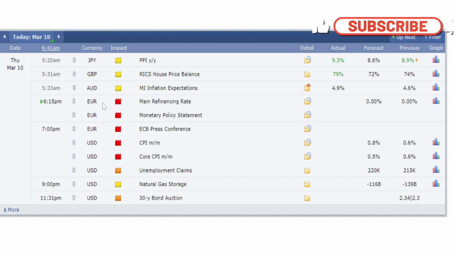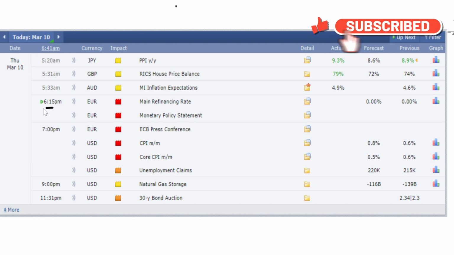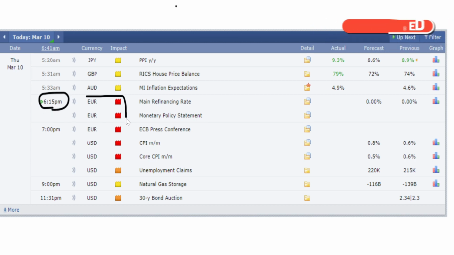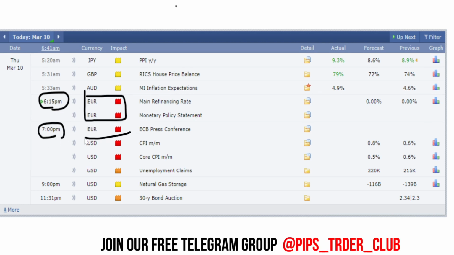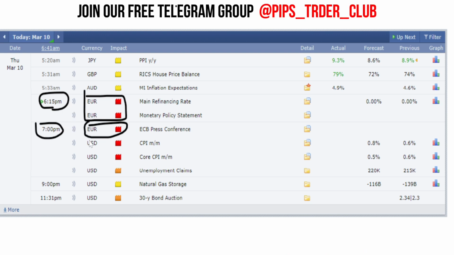So when we look at today's calendar, at 6:15 p.m. we have high impacting news coming for euro related currency pairs. And at 7 p.m. also we have euro related currency pairs, so it's going to be a long event. And then at 7 p.m. we have USD currency pair related high impacting news coming up. We also have medium impacting news coming up at the same time.